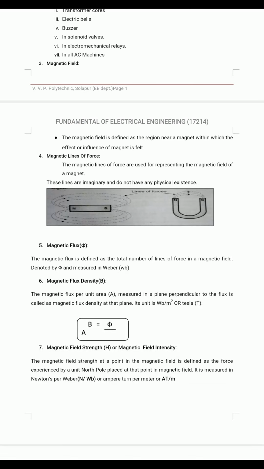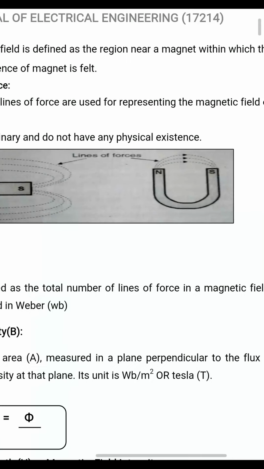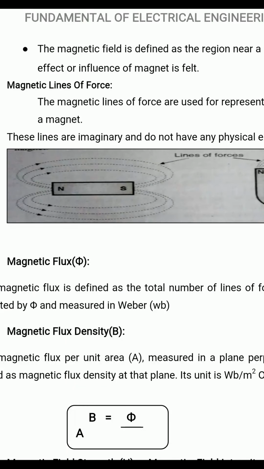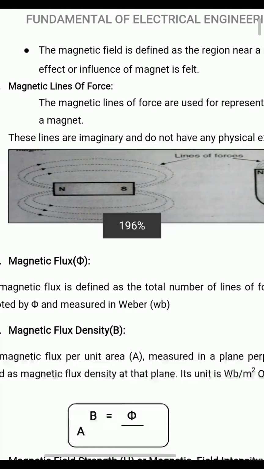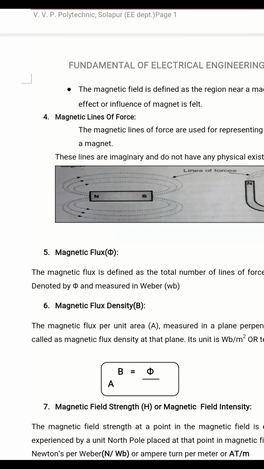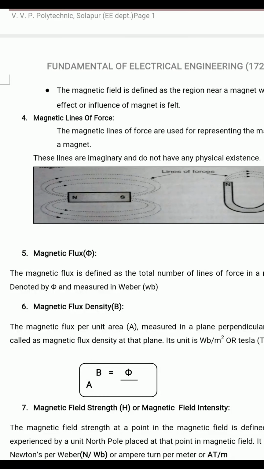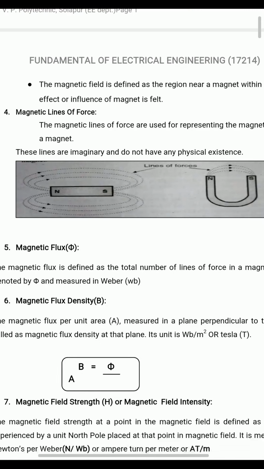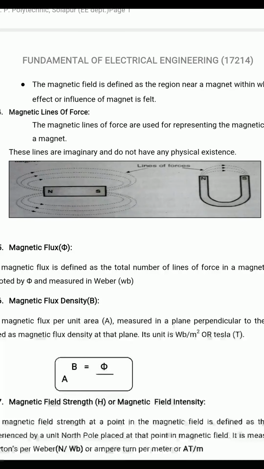The next definition is of magnetic lines of force. I just said that there are a number of magnetic fluxes there. So magnetic fluxes are nothing but the magnetic lines of force. Magnetic lines of force means, you can see this figure. There is a permanent magnet having N and S poles, and due to these poles there is a force of attraction and fluxes are moving from N pole to S pole.